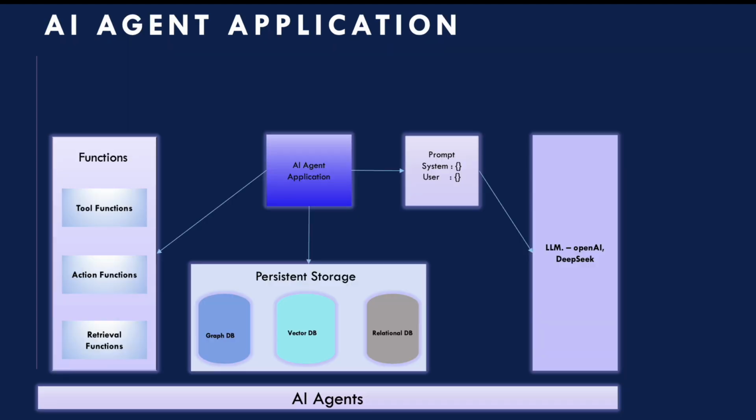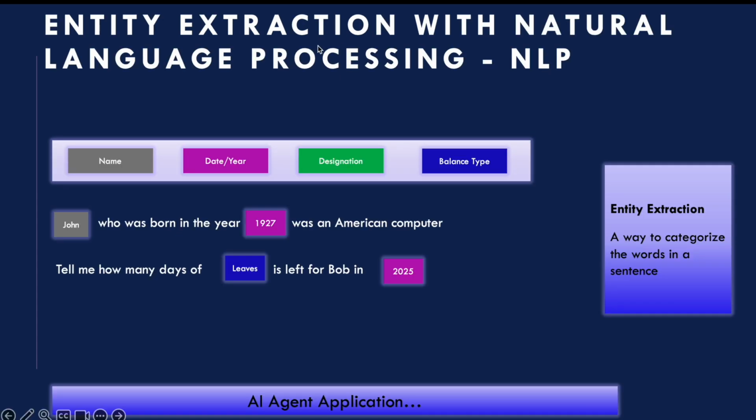Now, before going into the details of the AI agent application, we should understand what entity extraction is in NLP, that is, natural language processing. Let's see entity extraction with natural language processing. In a very simple form, how do we define entity extraction? It is a way to categorize the words in a sentence. This is a very simple definition for a layman. That is, there is a sentence and you want to categorize some of the words in that sentence.